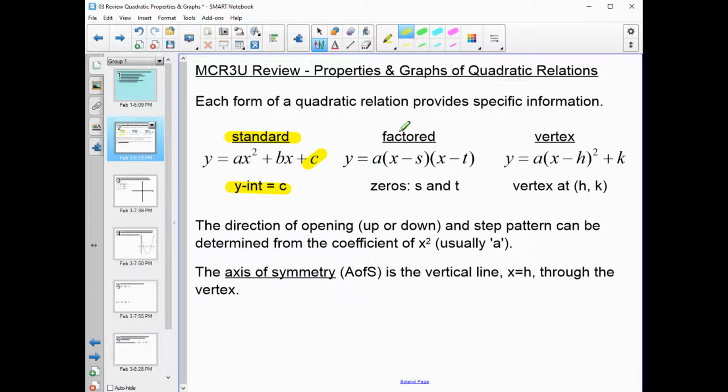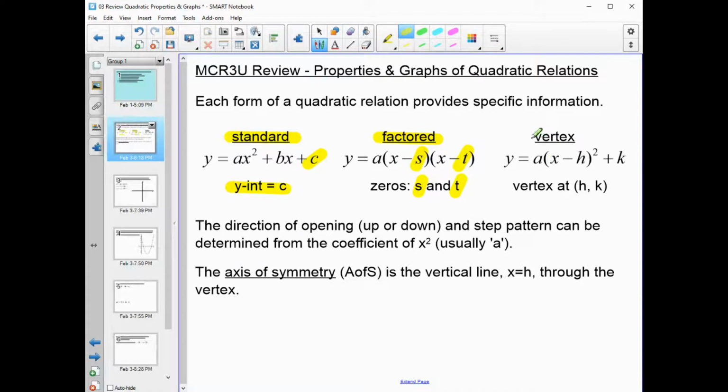In factored form, you get two pieces of information. Those are the values of the zeros. So depending on what these numbers are, those tell you the zeros. Now this is in the case of something that has an integer set of zeros. You could also have something that has fractions or decimal zeros. It's going to look a little bit different, but it can be represented this way as well. So you can always put it into this form.